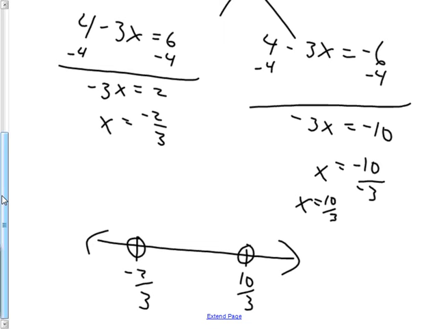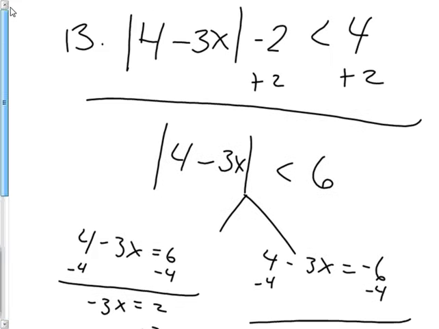Okay? Now, name a nice thing that's between negative 2/3 and positive 10/3. 0. 0 is in there. That's a very nice, easy thing to test. So I'm going to test 0. Go back up here, put a 0 in. Now I got 4 minus 0, which is 4. Absolute value of 4 is 4. 4 minus 2 is 2. Is 2 really less than 4?